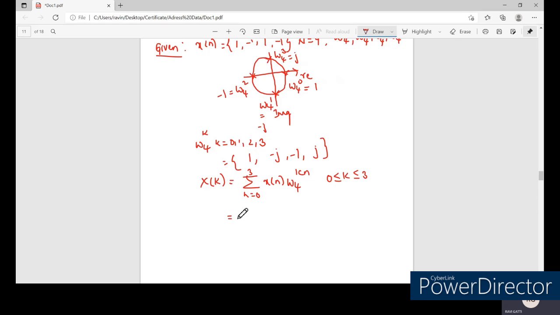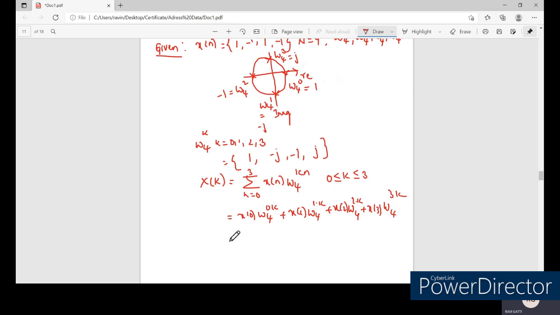So what is this? It is x of 0 omega 4 to the power of 0 into k, plus x of 1 omega 4 to the power of 1 into k, plus x of 2 omega 4 to the power of 2 into k, plus x of 3 omega 4 to the power of 3 into k.